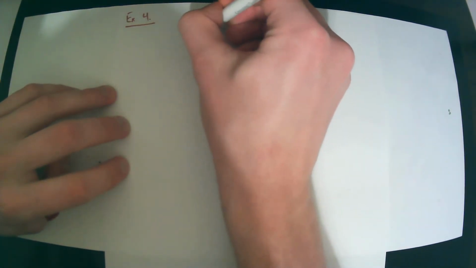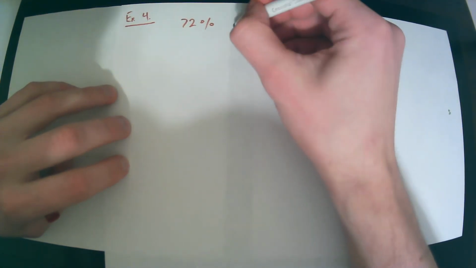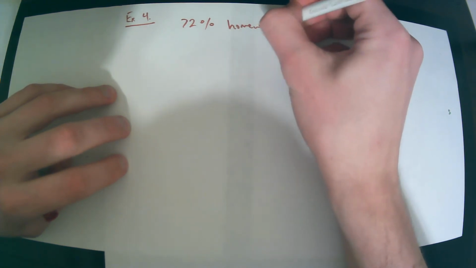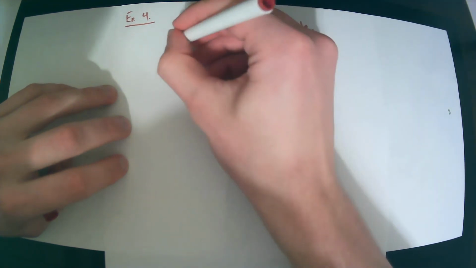Okay, Example 4 says, suppose you have a 72% as your homework grade. Oh, good. So this is definitely applicable to your real life because you have homework grades as percentages. You have a 72% homework grade. Homework is worth 80 points.